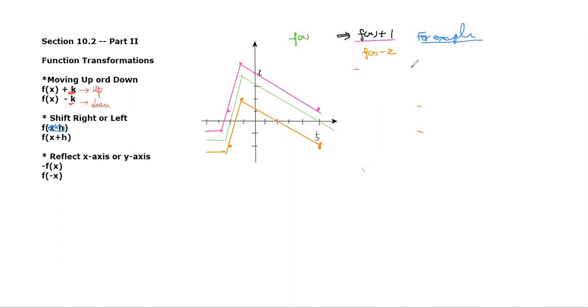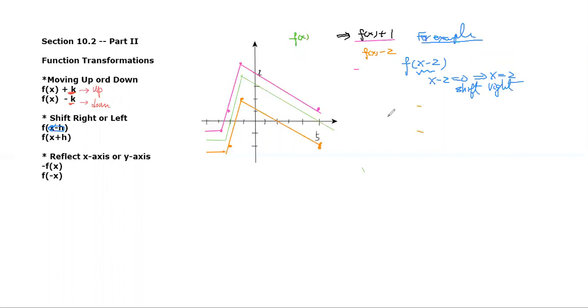If I said f of x equals x minus 2 here, that means I'm shifting to the right 2 units. Because if you set x minus 2 equal to 0, you solve x equal to 2. So that's why you shift to the right, the 2 units here.